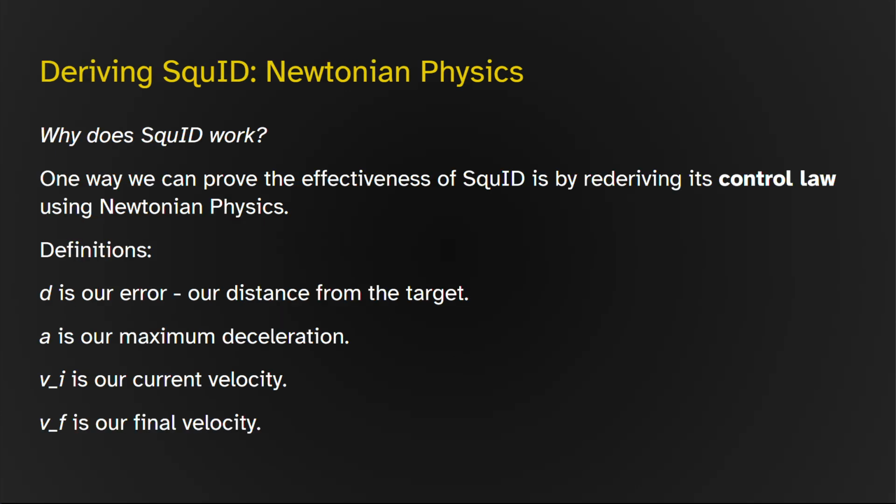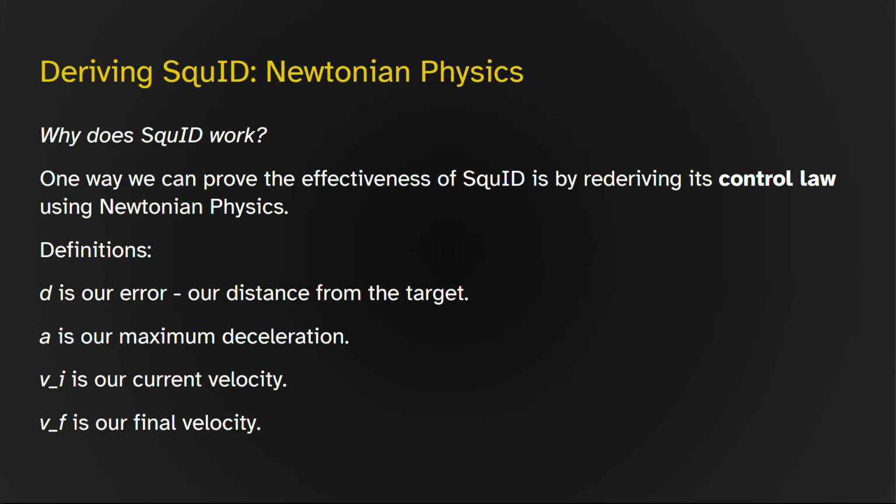And now we're going to get into why SquID works. One way we can prove the effectiveness of SquID is we can take the physical equations that model our robot or our arm or any other mechanism that we're powering with a motor, and we can find the SquID control equation hidden in those equations.